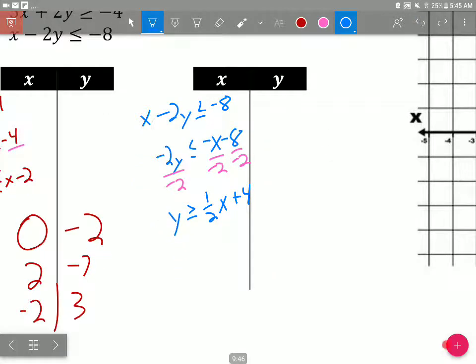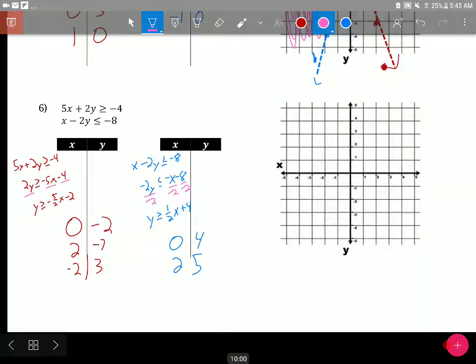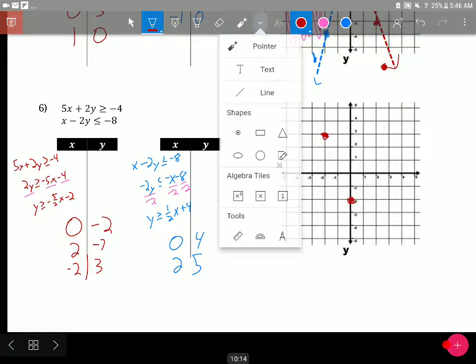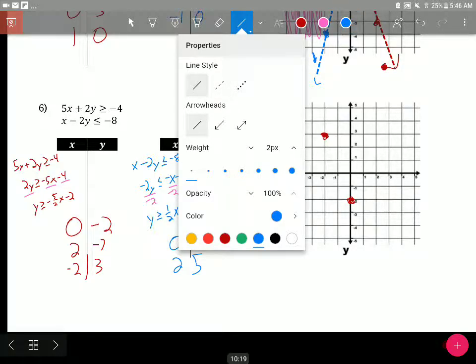So I love 0, because that leaves me a 4. I'm going to use 2 because it cancels out the denominator. 1 plus 4 is 5. All right, almost done. 0, negative 2, negative 2, 3. Oh, that's way up there. Okay. And that's a solid line. And it's greater than.